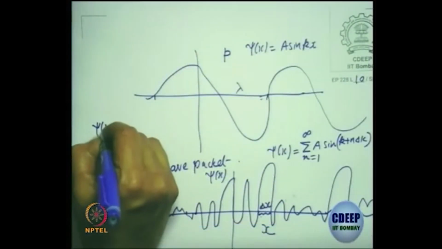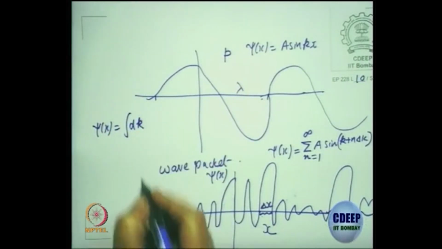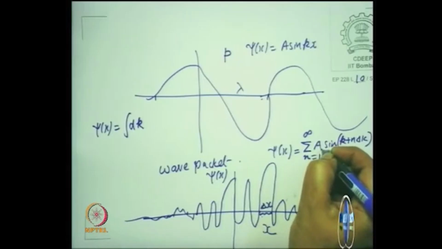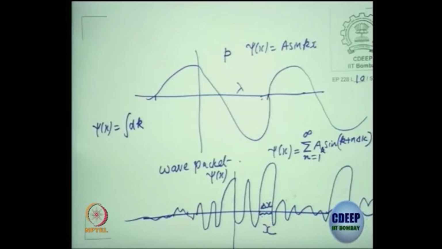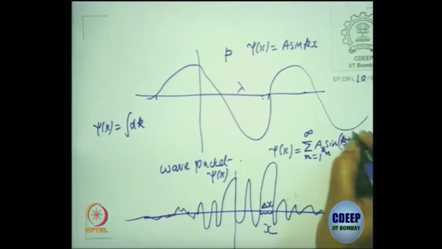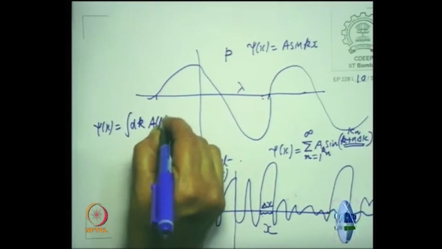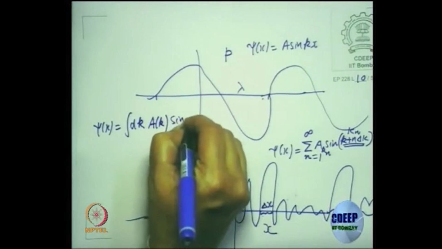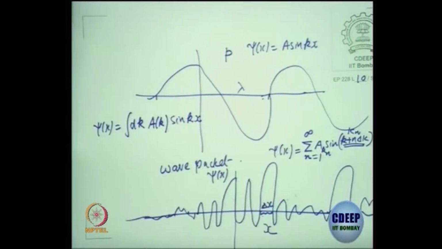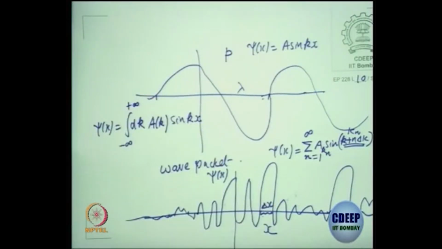So psi of x, formally I can write it as an integral over dk. Even this amplitude could be a function of k, if you want to keep a subscript for this whole thing I could have called it kn. So you could have an amplitude which is dependent on k, and you can have a sin kx, going from some limit, if you want, from minus infinity to plus infinity. So this is what we have been doing, but we are doing a little bit more.